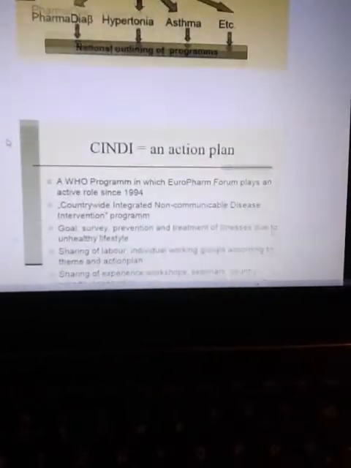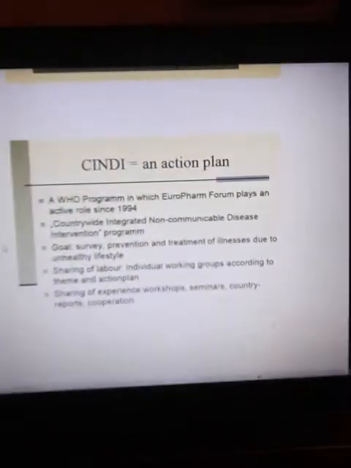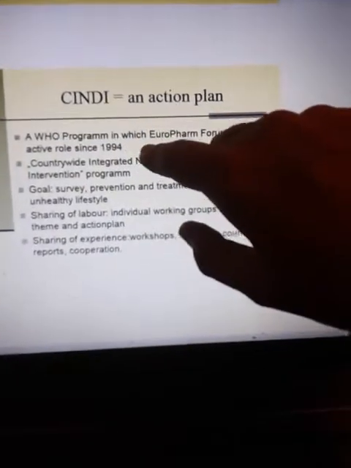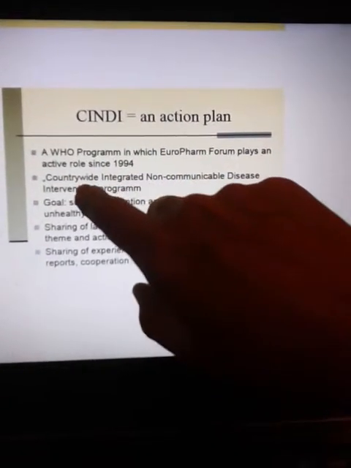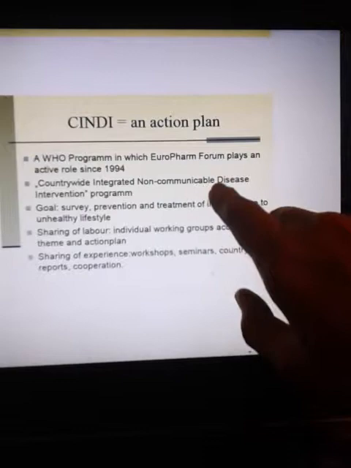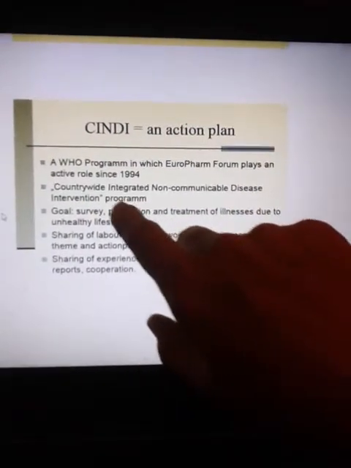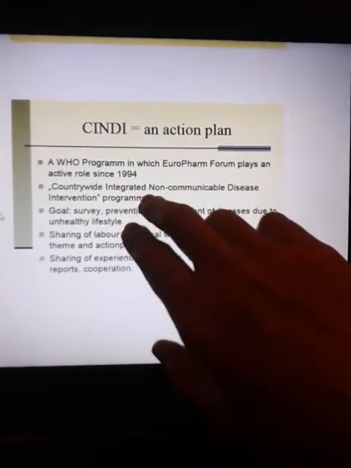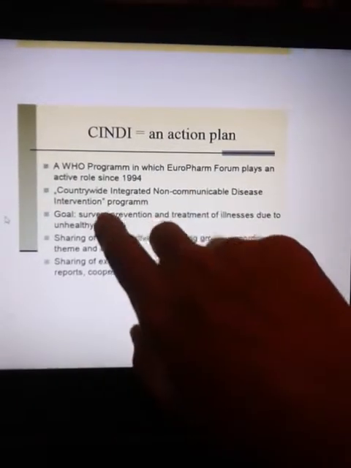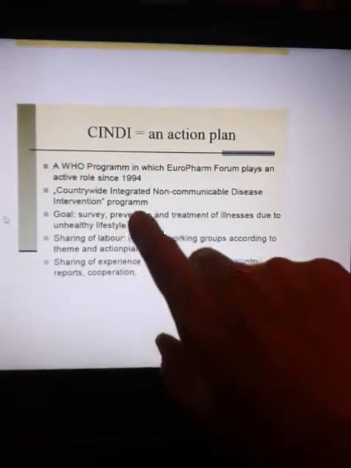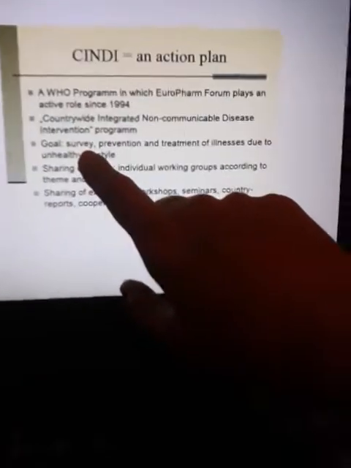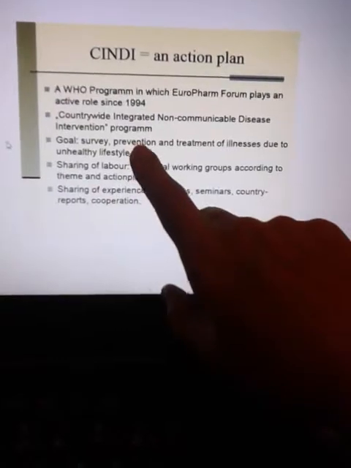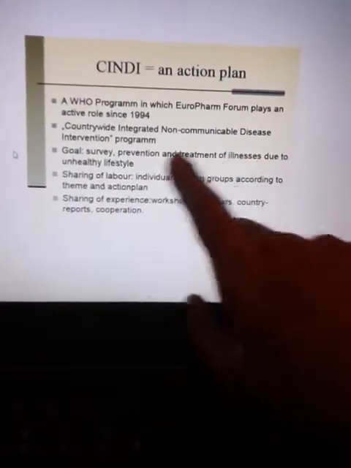حالا میخوایم سر سیندی. سیندی an action plan. سیندی چیه؟ Action plan. A WHO program in which Eurofarm Forum plays an active role since 1994. Countrywide integrated non-communicable disease intervention program. برنامه کانتریوایز سراسر کشورها. Goal: survey, prevention and treatment of illness due to unhealthy lifestyle. هدف سیندیکا چیه؟ سروای کردن انسان ها از مریضی، prevention and treatment of illness due to unhealthy lifestyle.